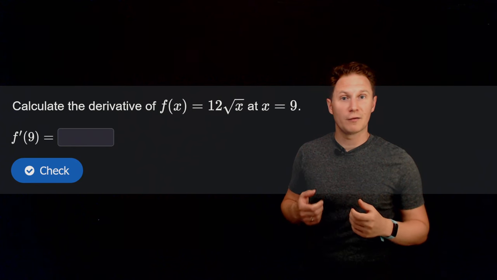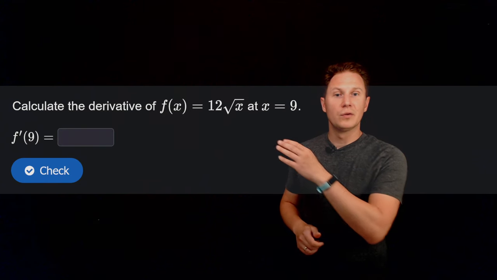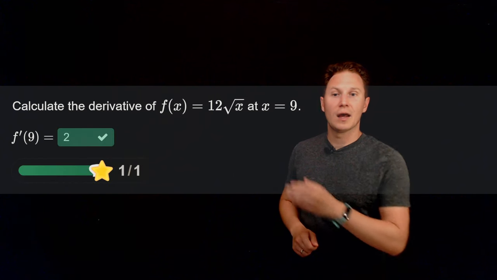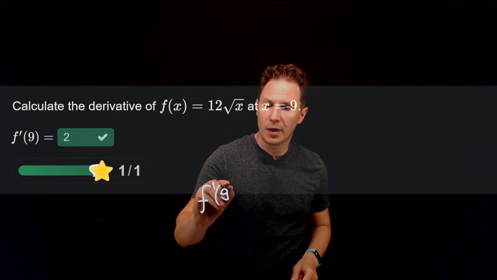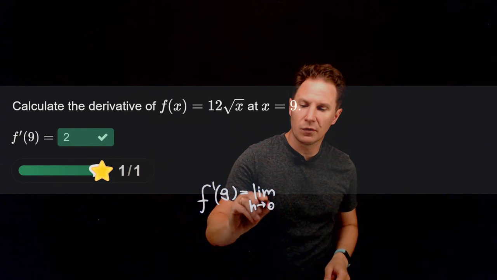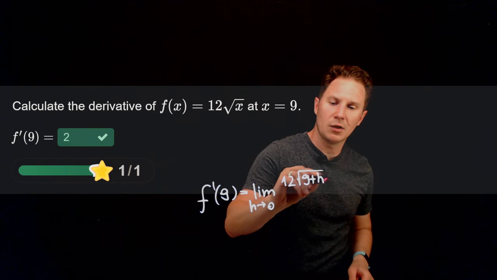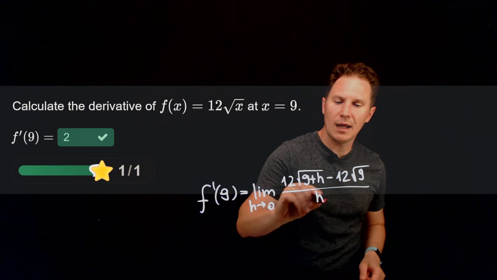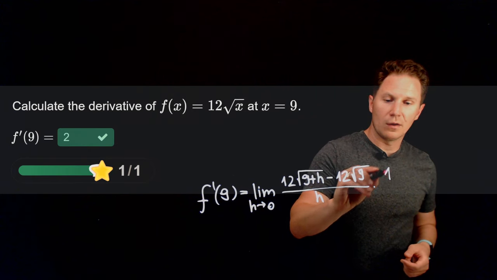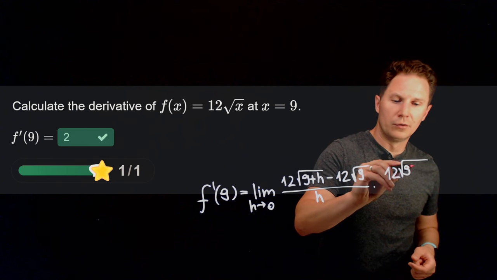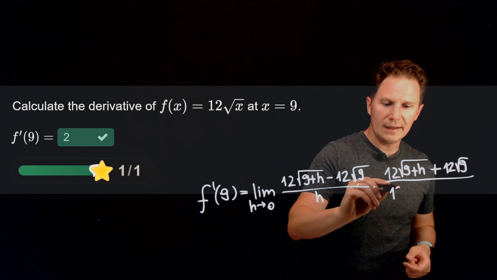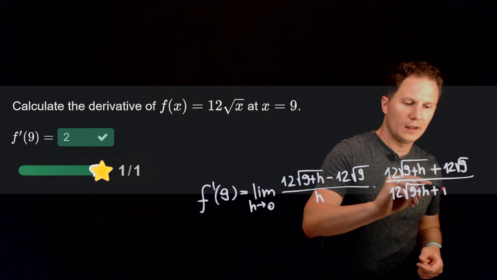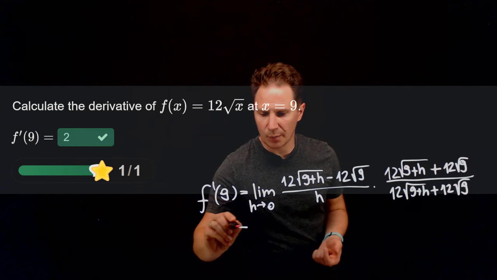Okay, next question. Let's compute this limit, so calculate the derivative of this previous function, 12 times root x, at x equals 9. Pause the video, compute the derivative, and input it in the box. Okay, I hope you paused it and have inputted 2 for this derivative, which you can easily find by using conjugates. So this derivative, f prime at 9, being the limit as h approaches 0 of 12 root (9 plus h) minus 12 times root 9 divided by h, can be evaluated using the conjugate of the numerator, namely 12 times root (9 plus h) plus 12 times root 9 divided by itself, and then multiplying the numerators will lead to some nice simplification.